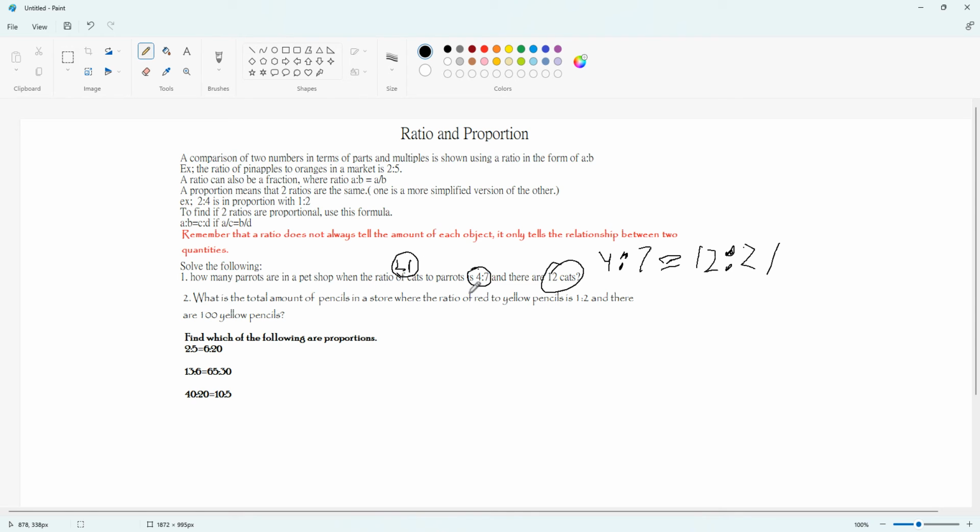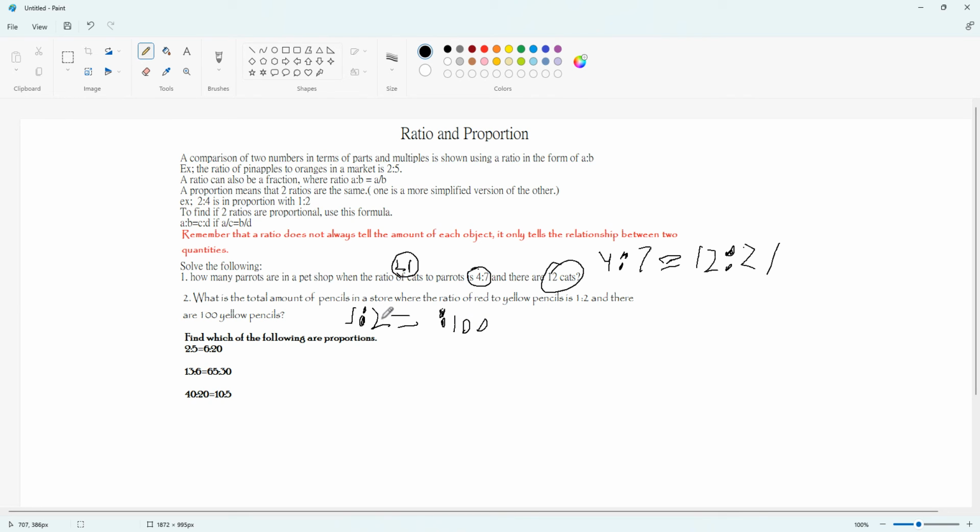Okay, so we can see that the ratio of red to yellow is 1:2, and there are 100 yellow. So let me write this down here. 1:2 is equal to something is to... So first we have to solve for how many red pencils there are, and then we can do this. So 1:2 is equal to blank is to 100.